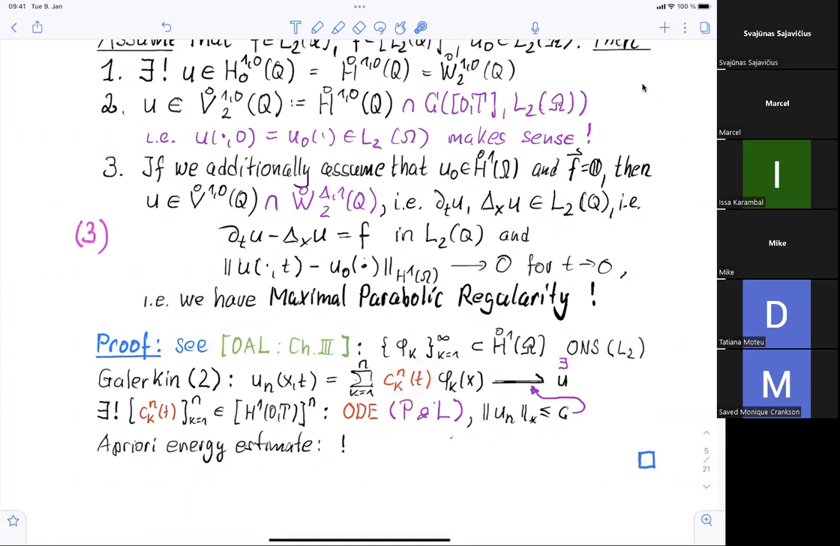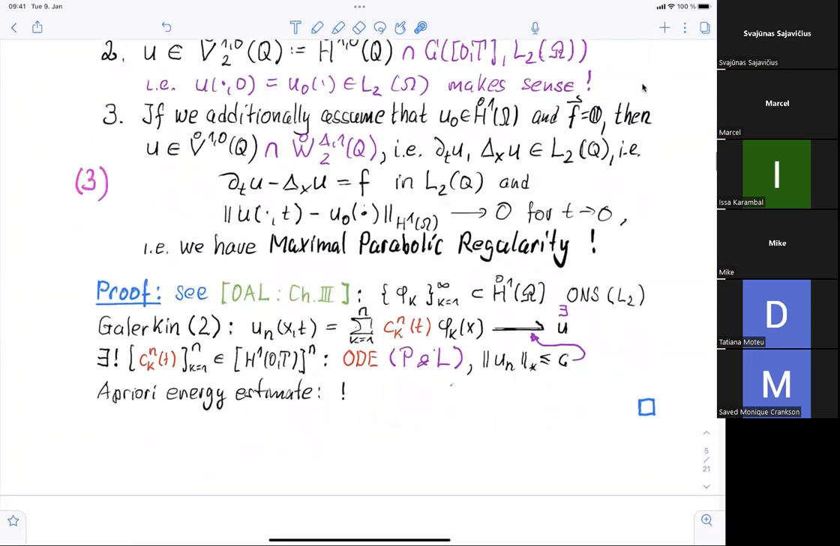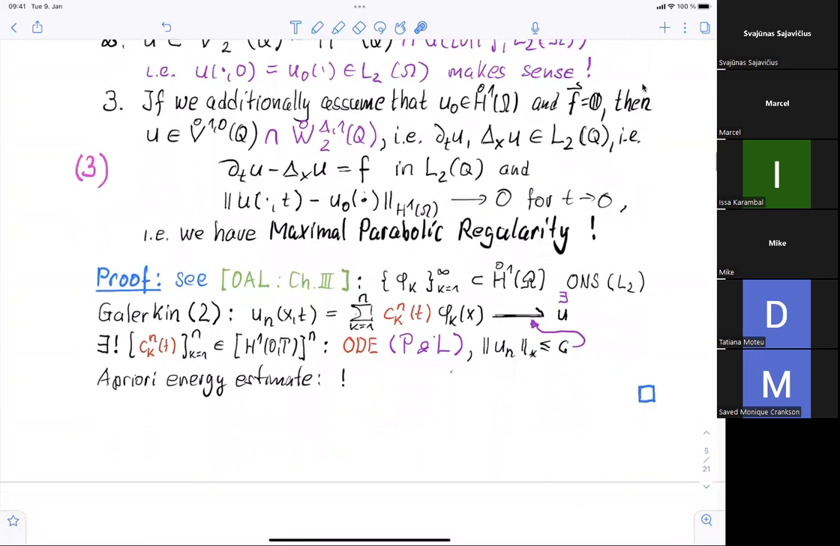And for the ODE system, there is the famous Picard-Lindelöf lemma. So you have existence and uniqueness. When you have an a priori estimate, this is bounded. Then there exists a U such that this sequence will weakly converge to this U, and then you can show this is the solution. So this is a very powerful proof tool that can also be applied to nonlinear problems. It's the usual tool you use. So, okay, this is the first approach.